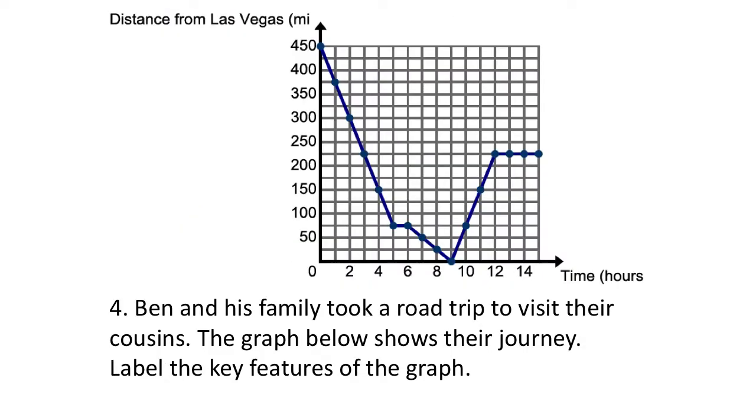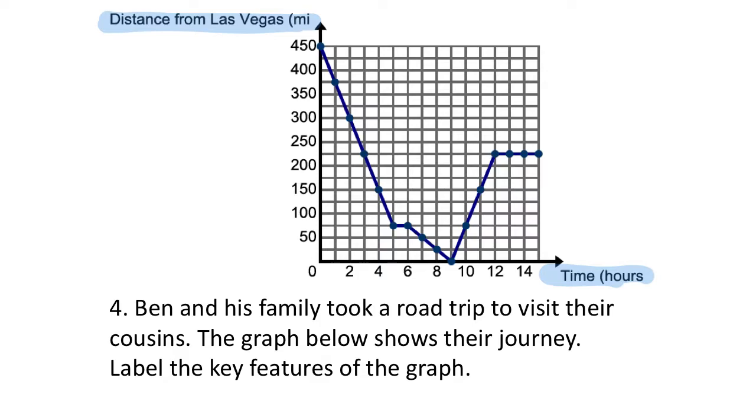All right, this graph, we got number 4. Ben and his family took a road trip to visit their cousins. The graph below shows their journey, and we'll label the key features of the graph. All right. So the first thing I notice on this graph here, just at the y-axis, the label, is the distance from Las Vegas. And then the x-axis here is time. So we're looking at how long it takes for them to get to Vegas, or really more specifically, how far away are they from Vegas in relation to the time that we have.